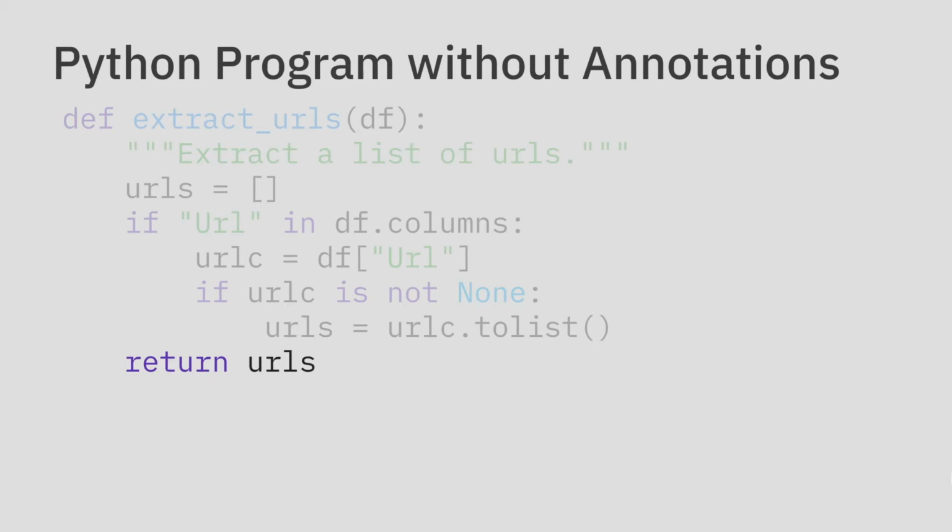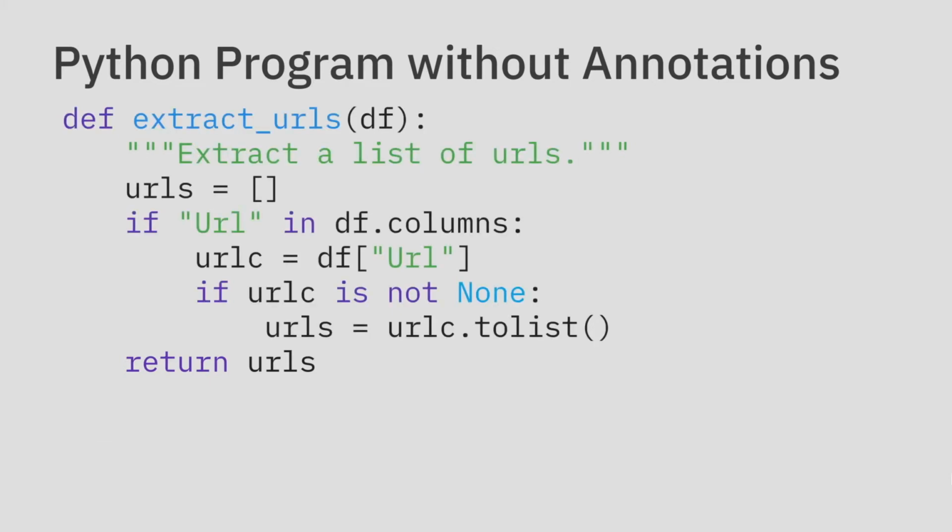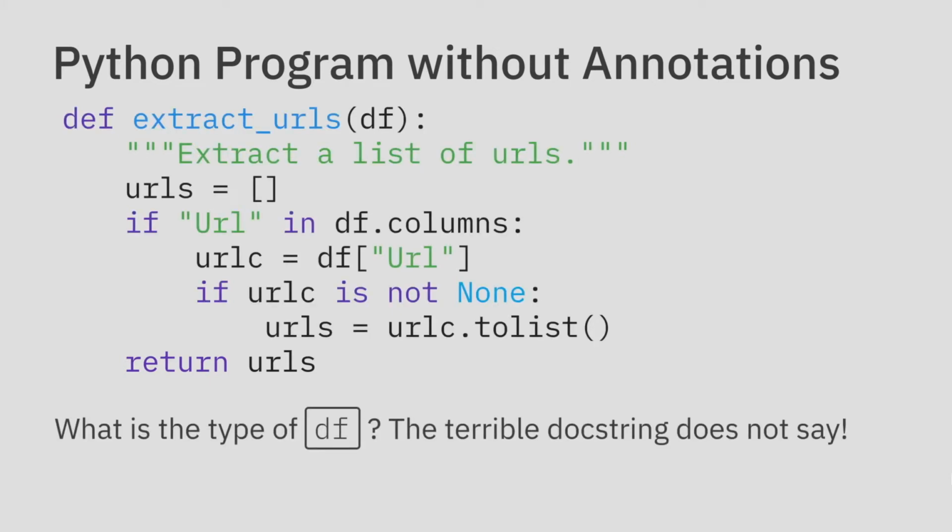Now that we understand the inputs, outputs, and behavior of this function, let's ask and answer some questions about it. First, what is the type of the df parameter? Sadly, the terrible docstring for this function does not say. If you have programmed with the pandas package before, then you might guess that it is a data frame. However, you would have to study other parts of the program to be sure.